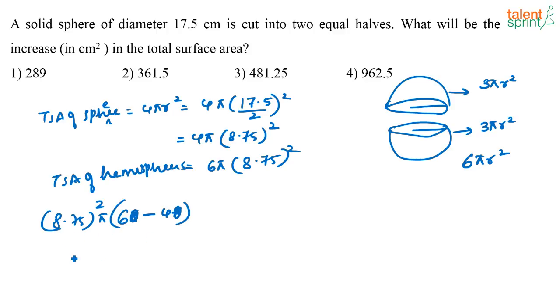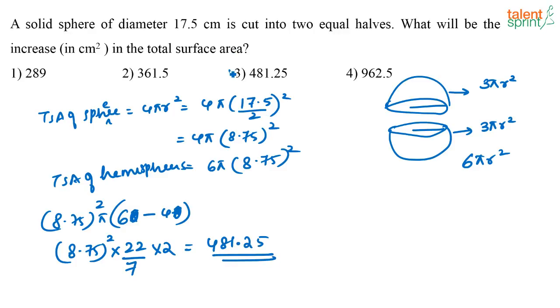Yes, so you are left with 6 minus 4 here. So, that will be 8.75 the whole squared into 22 by 7 into 2. So, this is your answer, which is equal to 481.25. That is option 3.